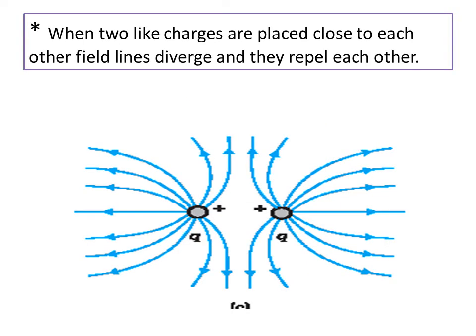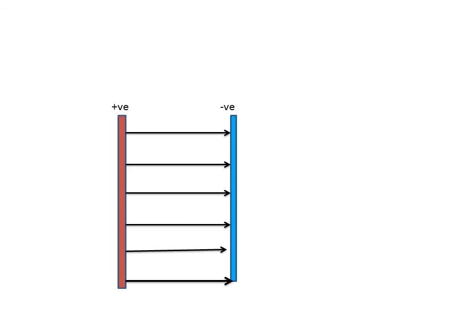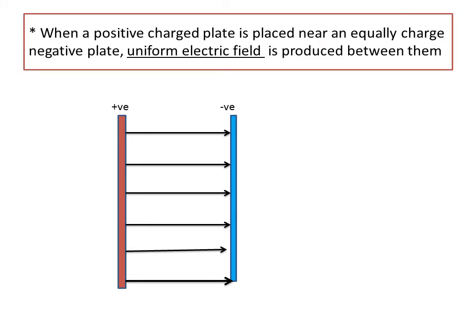When two like charges, say two positive charges or two negative charges, are placed close to each other, field lines diverge and the two charges repel each other. Now consider a positive plate and an equally charged negative plate. Uniform electric field is produced between these two plates.